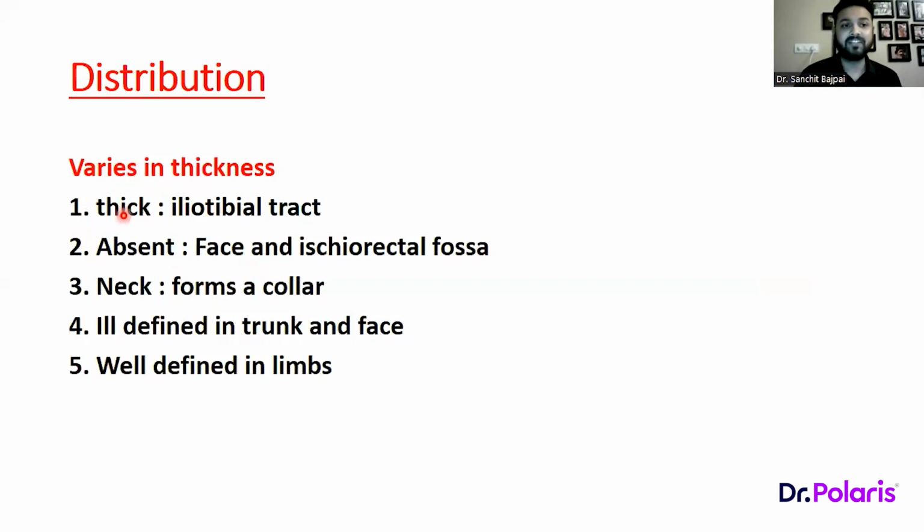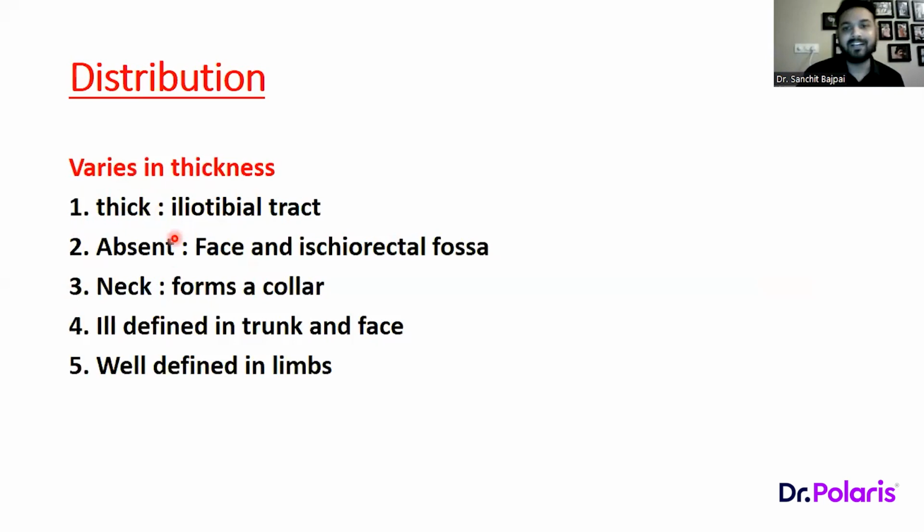MCQ. Which is the thickest part of deep fascia? IT band or IT tract, right? Where is your deep fascia absent? Two important things, two important words. One is face, another is ischiorectal fossa. What is ischiorectal fossa? Nothing.